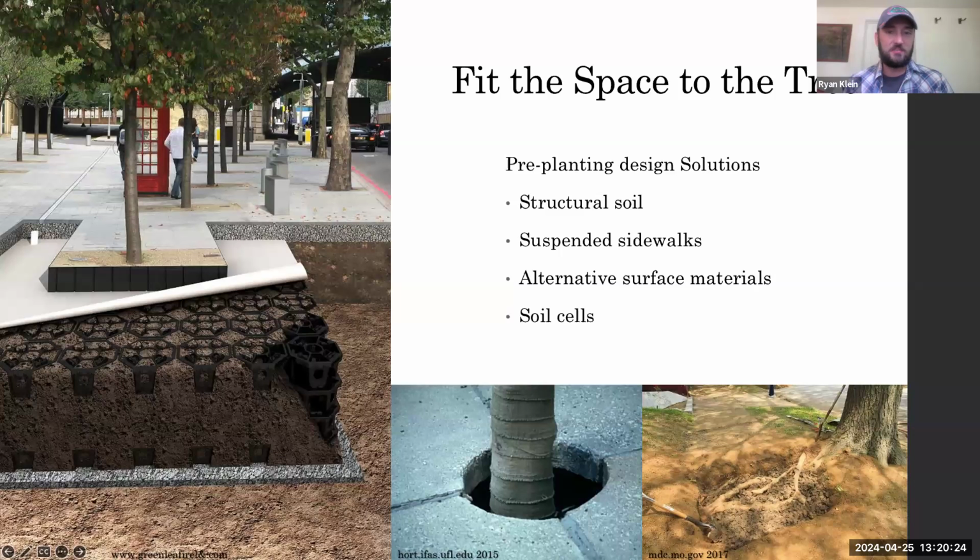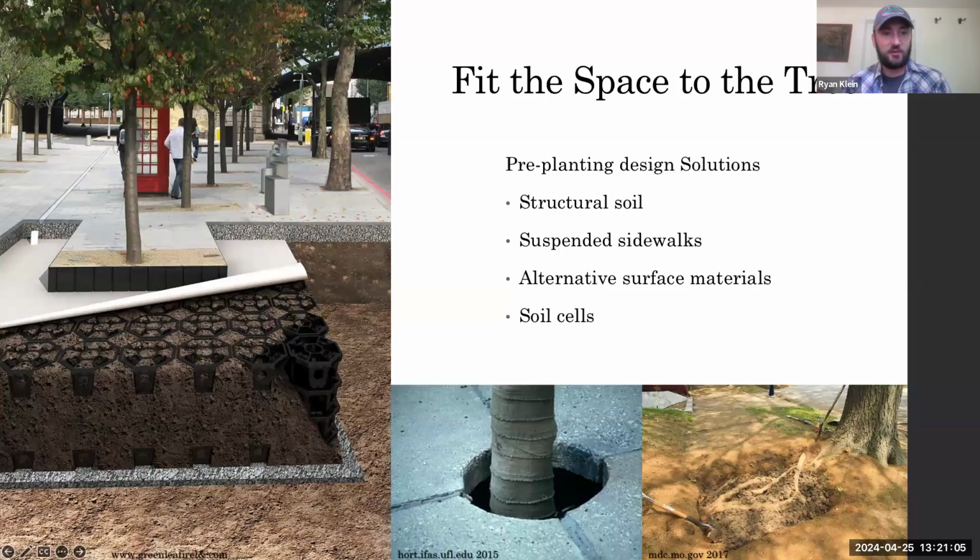Structural soils, suspended sidewalks, maybe alternative surface materials. You've seen maybe that rubber asphalt before, or brick pavers, stuff like that, soil cells. These are all going to help not only support people walking on them, but also allow for roots to spread out further than we normally would if we just have a 4x4 cutout. And a lot of the time you don't even know these design features have been put in because they're underneath the ground and it covers it up and it looks like a small planting space, and you're amazed at how well the tree's doing, but they've designed something.